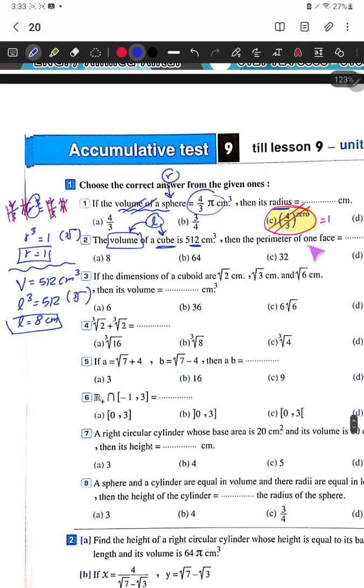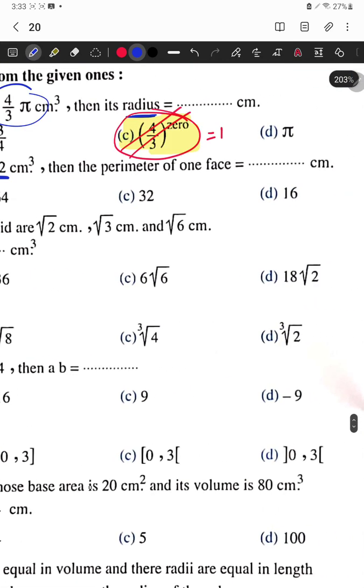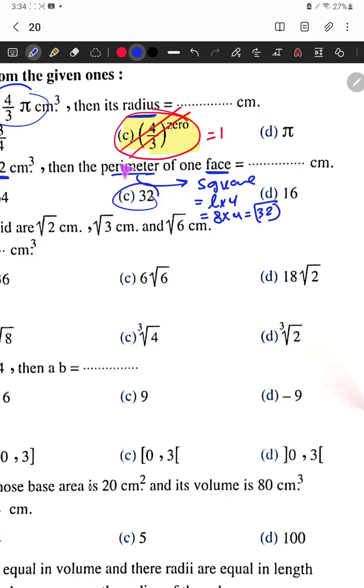So now you want to get the perimeter of one face now. So we are in the cube, so the face is a square. Then you want to get the perimeter of the square. The perimeter of the square equals side length times 4. The side length equals 8. 8 times 4 equals 32. And this is the correct choice.